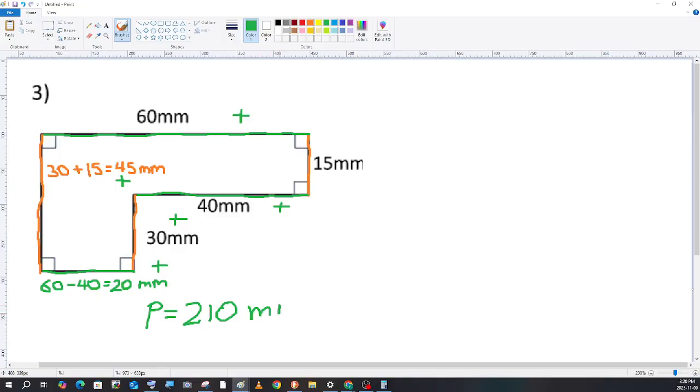All right, now I'm going to go ahead and pass things off to you guys. Go ahead and finish your perimeters of rectilinear shapes worksheets. Okay, and no funny business, okay?